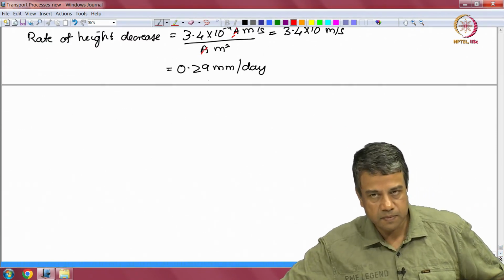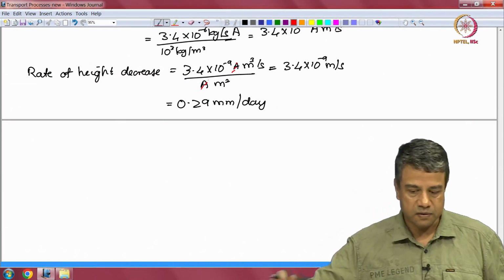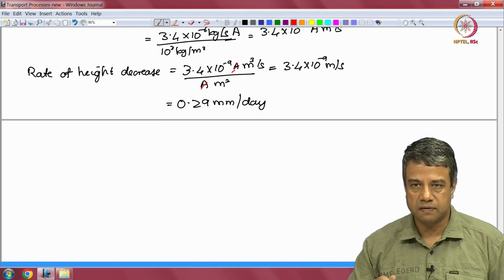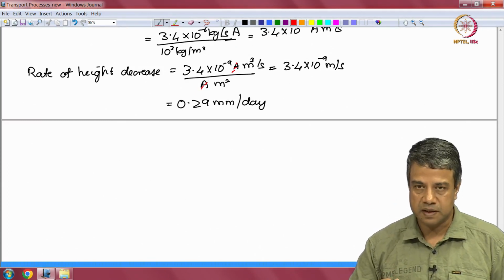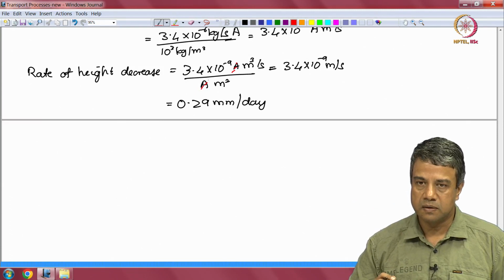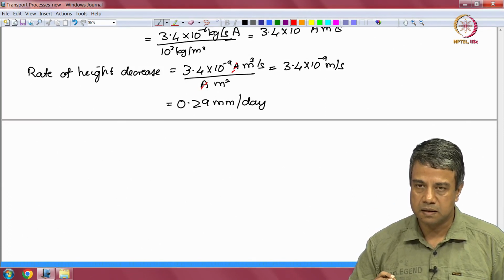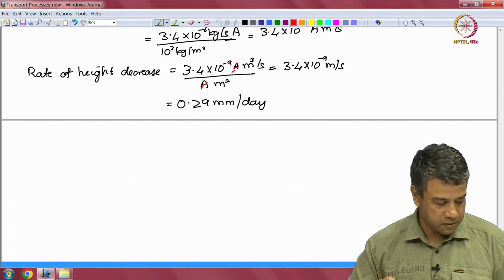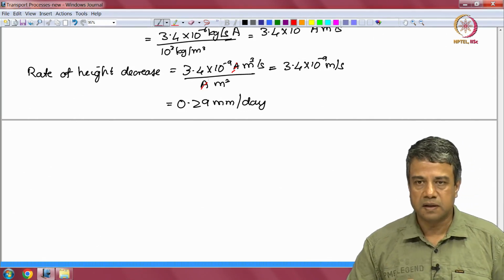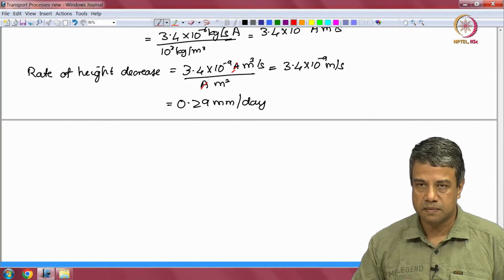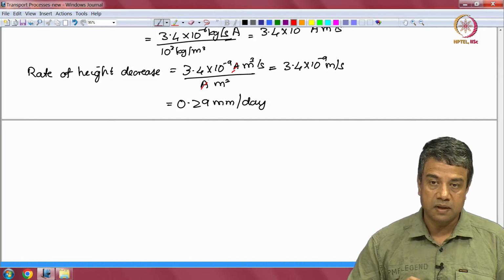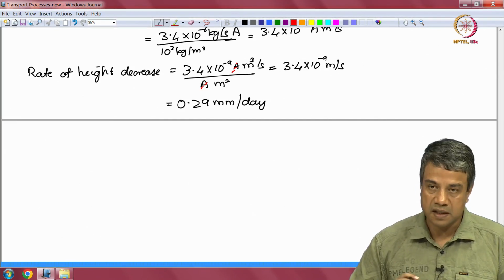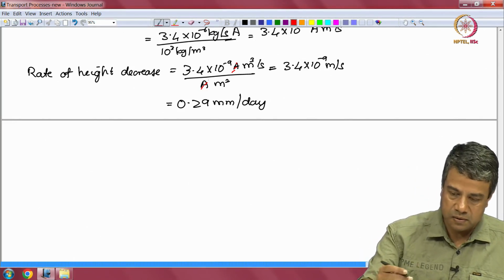So, let me solve another problem for you. There is a reaction diffusion system. So far we had solved for just evaporation, and there we had used the approximation that the air flux is equal to 0. In this particular case, it is a reaction diffusion system, and the relation between the fluxes will be determined from the reaction stoichiometry. So, I will show you that example.